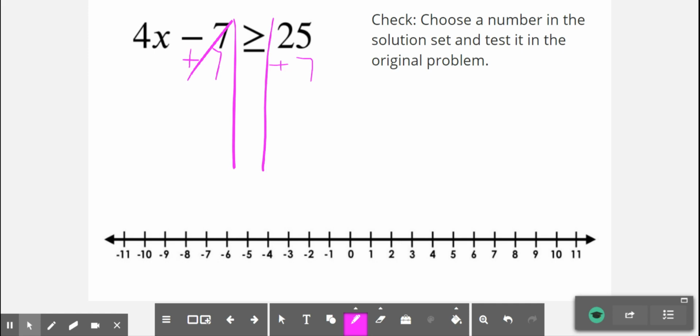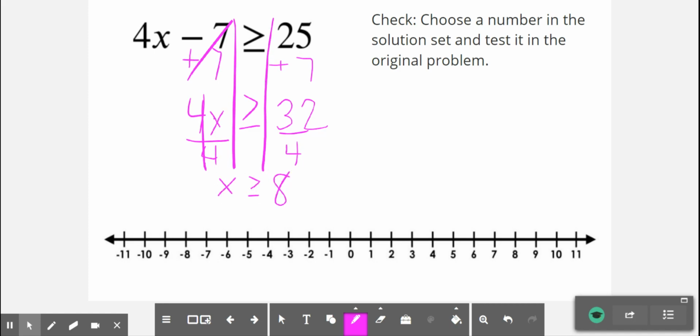So now I drop down what's left over. So the minus 7 and the plus 7 cancel out. I'm left with 4x is greater than or equal to 32. And since x is being multiplied by 4, I divide by 4 to isolate the variable to get x is greater than or equal to 8.